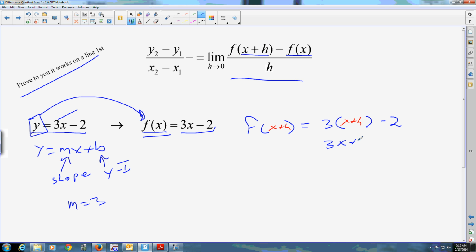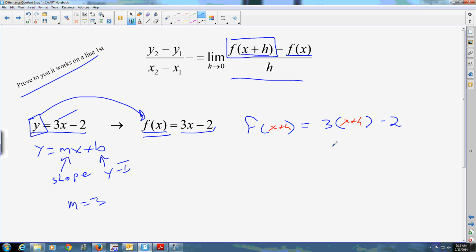So 3x plus 3h minus 2. That is this much right here. Then I'm supposed to take this and subtract f of x from it. Well, this is f of x. So I need to subtract f of x from this. And I should get rid of that so you guys don't think it's a fraction. Whoops. Okay, my eraser symbol was a little bigger than I thought.